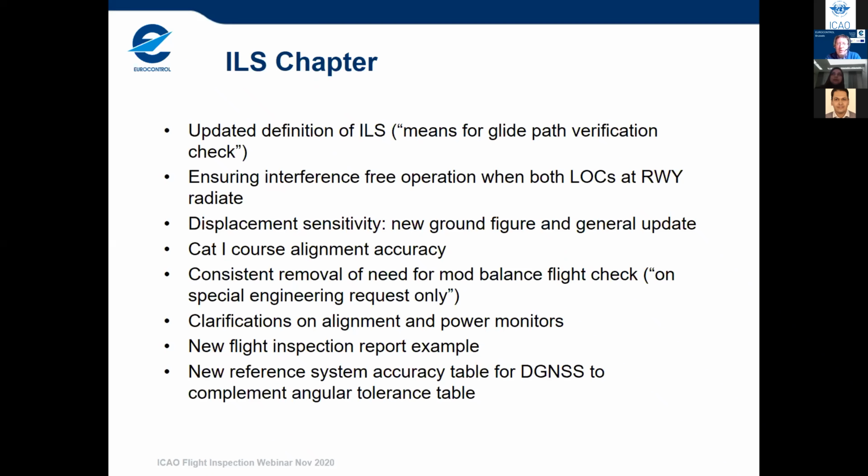Then we did generate a new figure for displacement sensitivity and improved and clarified the text, similar to course alignment accuracy. Then finally, something which I consider a safety improvement is the removal of modulation balance flight checking. That's really not something that is needed. And of course, it puts a centered needle everywhere in the airspace. So that is not really a test that we require anymore. And so it's really on special engineering request only.